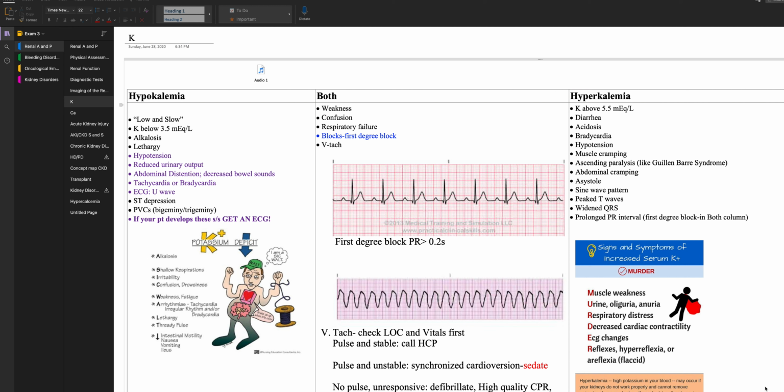A fundamental review of your electrolytes: you're going to have to know potassium upside down and inside out for this exam, okay? The patient is going to experience hypokalemia during the oliguric stage of AKI.